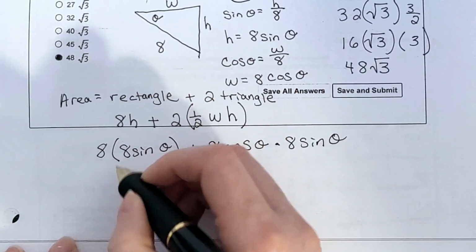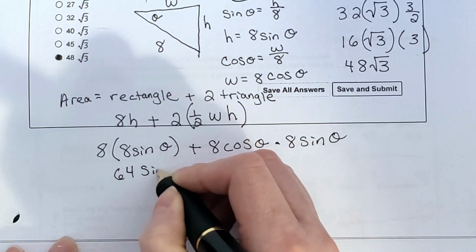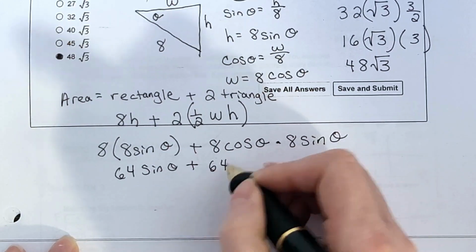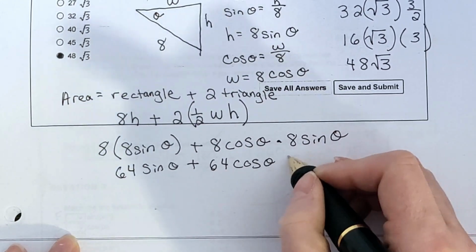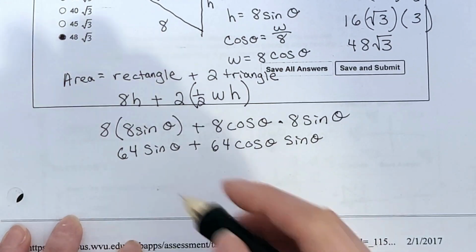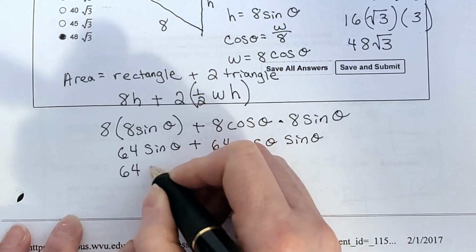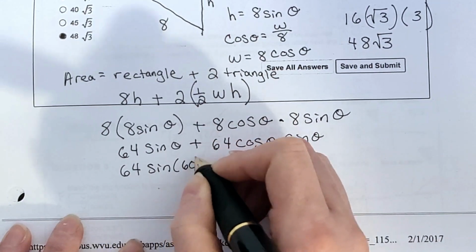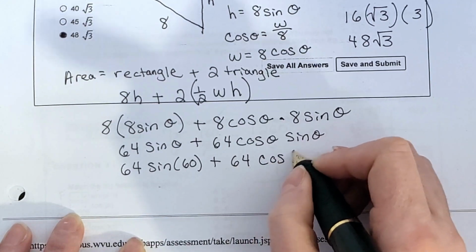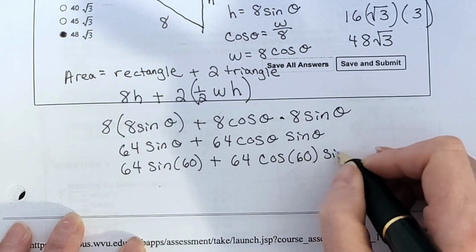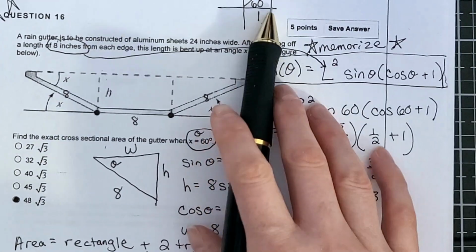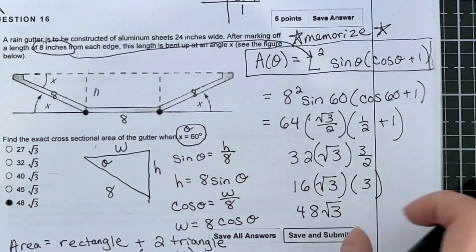All right, so 8 times 8 is 64 sine theta, plus the 8 times 8 is 64 cos theta sine theta. All right, now we're going to plug in the 60 degrees. So I have 64 sine of 60 plus 64 cos of 60 sine 60. And you can use your triangle that we had drawn way up here to figure out what your sine and your cos is.